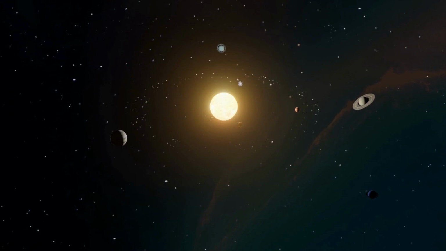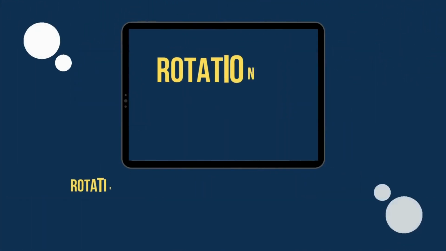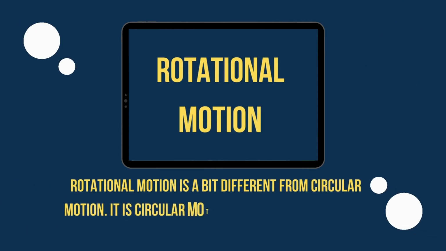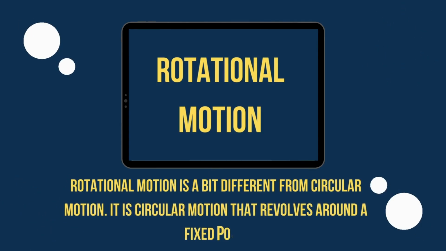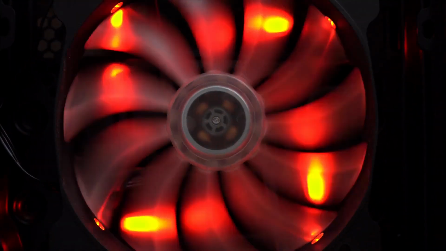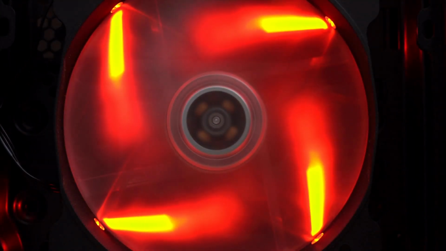Number 3. Rotational motion. Rotational motion is a bit different from circular motion. It is circular motion that revolves around a fixed point. So a perfect example would be a fan rotating around its fixed point.